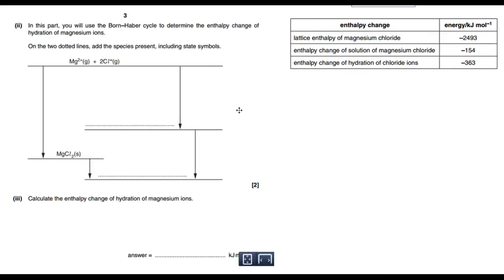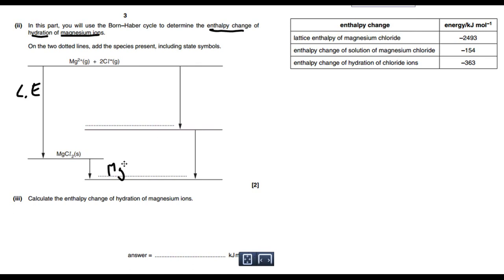What we're going to be doing in this question is, let's read the question. We will use the Born-Haber cycle to determine the enthalpy change of hydration of magnesium ions on the two dotted lines and the species present, including the state symbols. Right, so they've given us three values, and lattice enthalpy of magnesium chloride, I can see that over here. We've got the gaseous ions and the solids, so that's going to be lattice enthalpy. We've got the enthalpy change of solution of magnesium chloride, so that's got to be this one here, because it's the only one going from magnesium chloride.